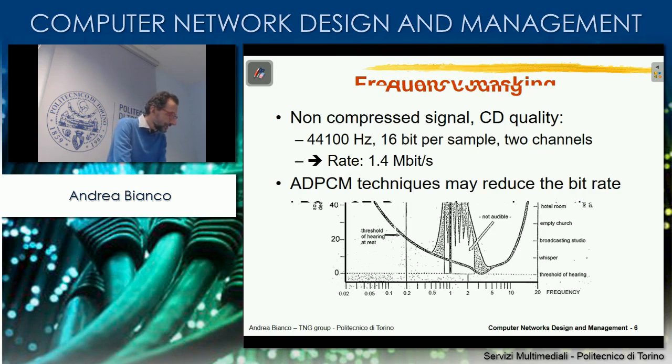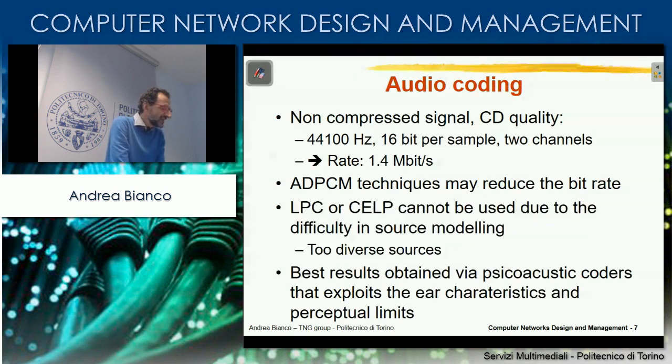So let's come to some coding rates. If you take CD quality and you don't compress it at all, you consider 2 channels, it's a rate of about 1.4, 1.5 megabit per second. You can use also in this case ADPCM coding techniques, adaptive and differential, because similar concepts apply also for this type of signals. Of course, some signals are more correlated in time, which means that by using a differential you will gain a lot.